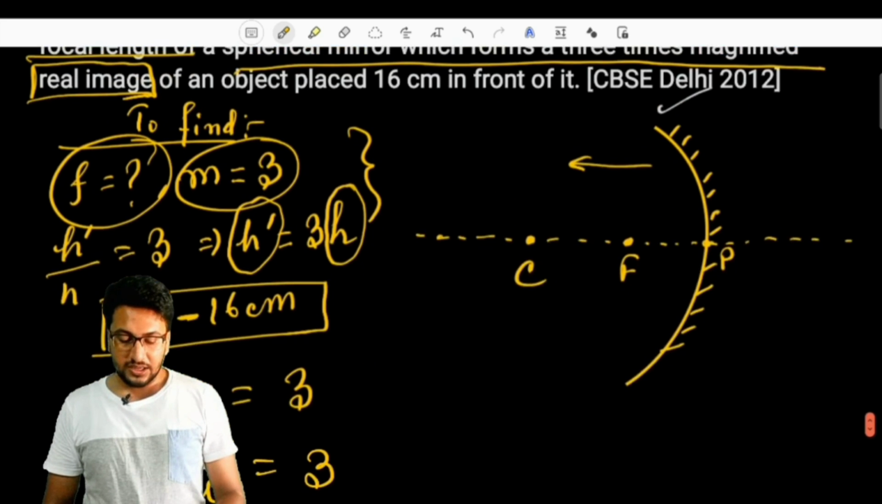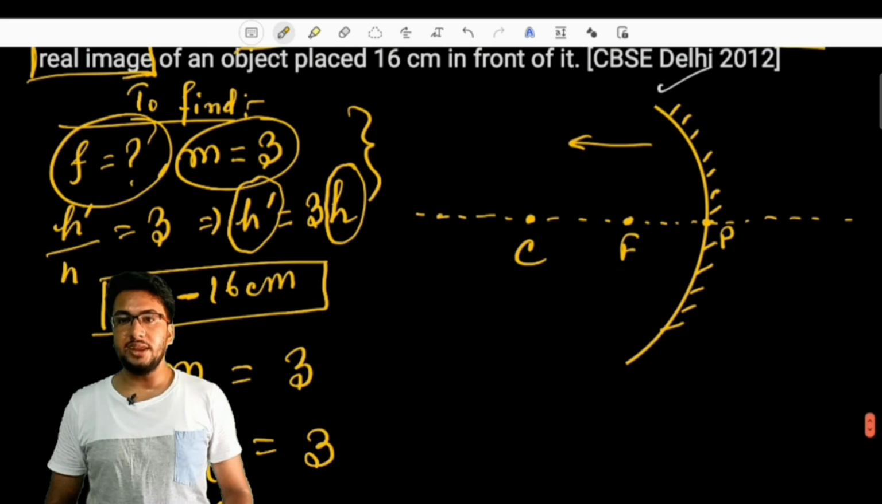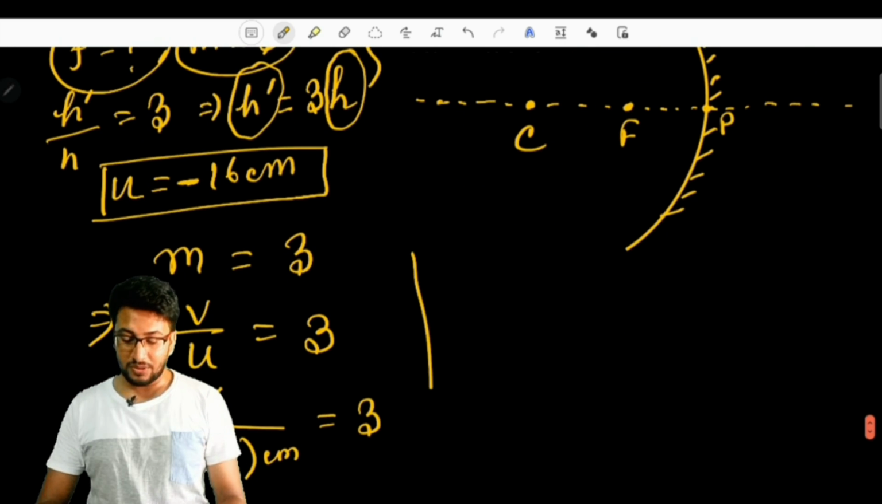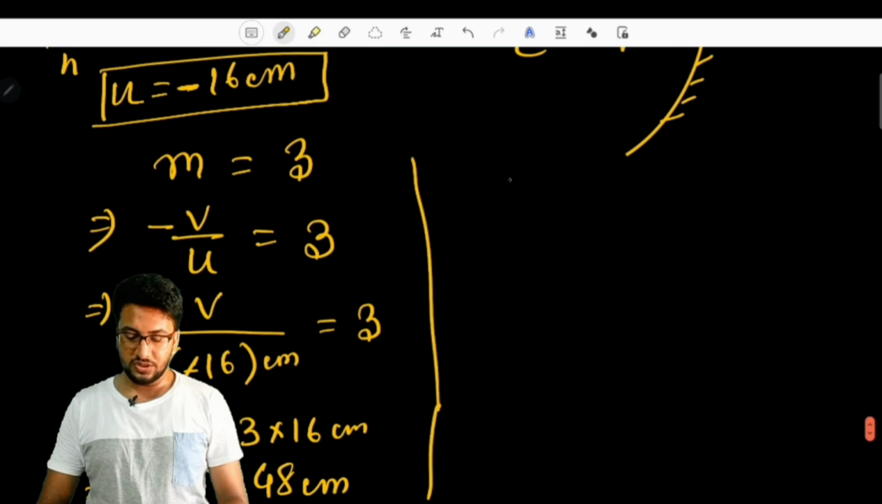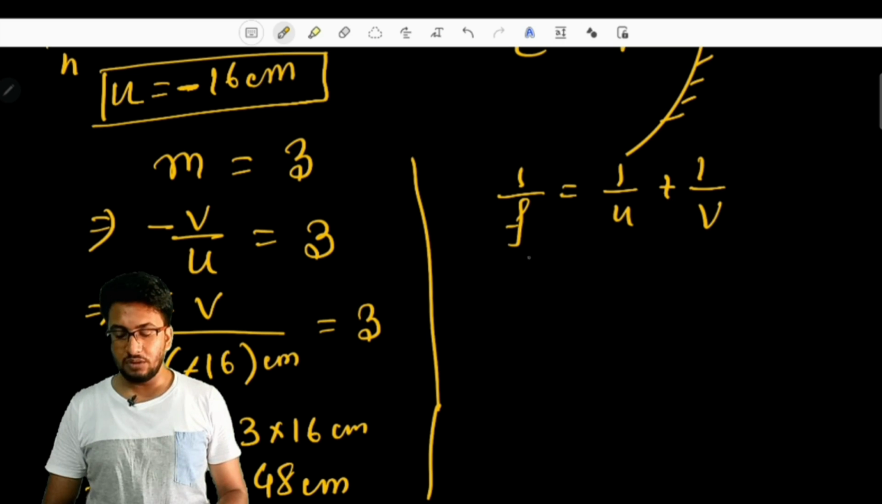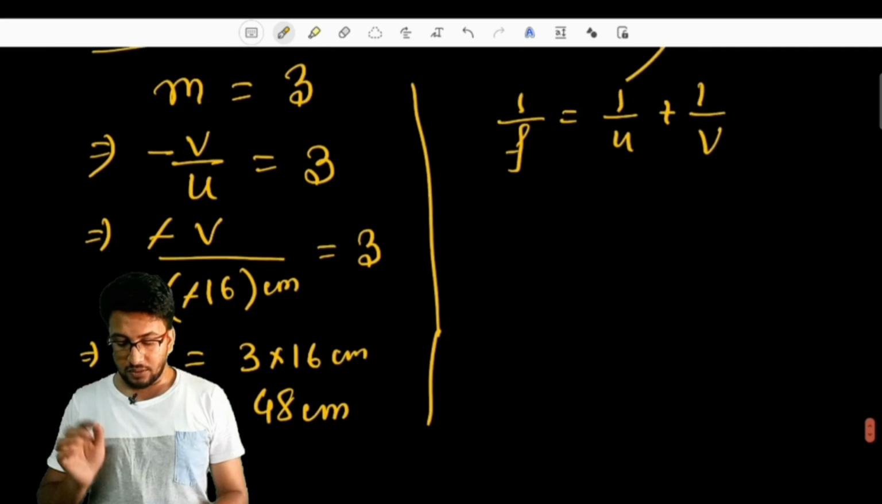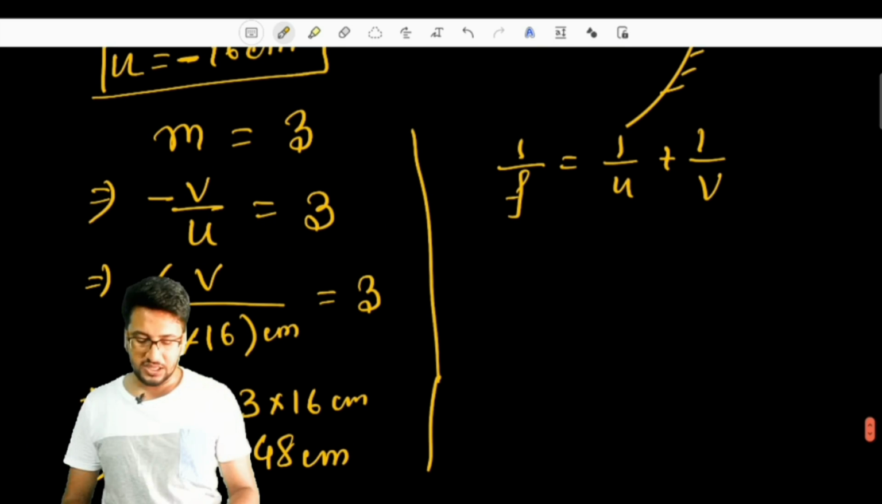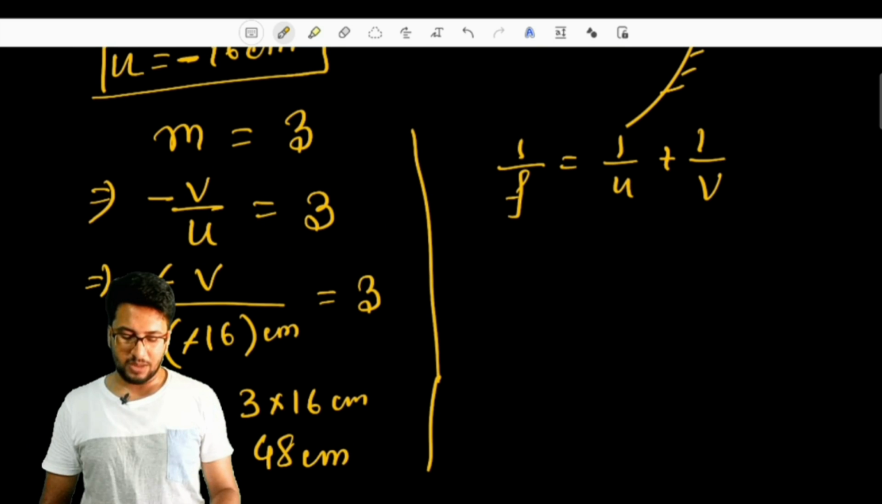Okay, but where will v be now? Whether v will be positive or negative is our question, because we are about to follow the formula 1 by f is equal to 1 by u plus 1 by v. To solve for f, we need to put the value of v as well as the value of u. The u is taken as negative, that we know, but will v be positive or negative? How can you understand what is going to happen in this case?